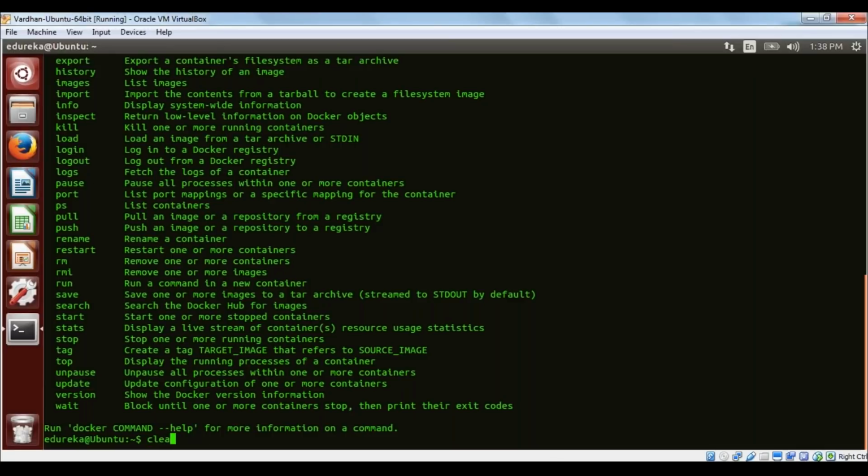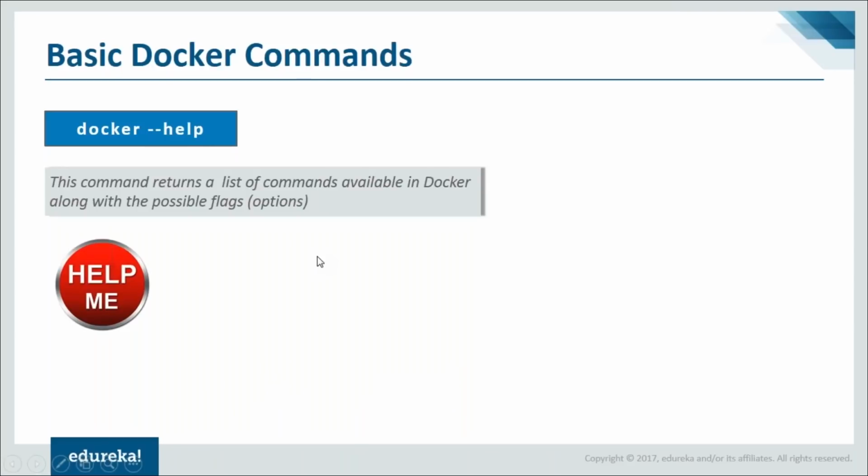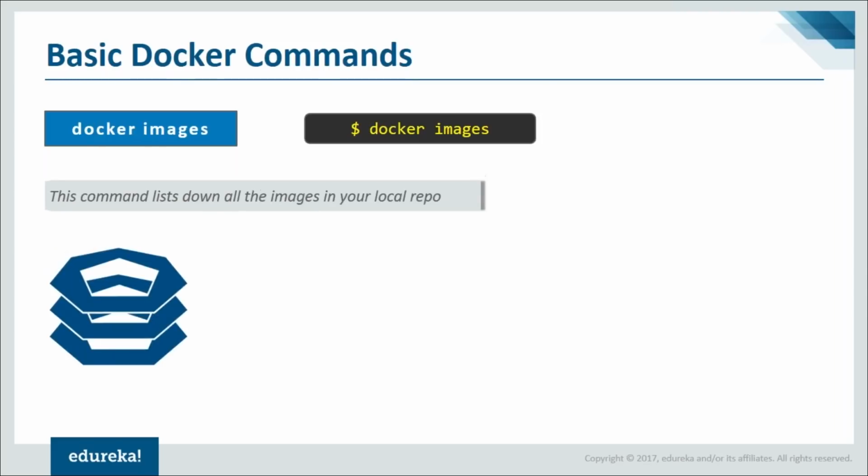Okay, so I am going to clear the screen and go back to my PPT and check what are the next set of commands that I can execute. And remember, these are all still basic Docker commands. So the next command is Docker pull. Now the Docker pull command is used to pull any image from the Docker hub. And then we have the Docker images command, which of course lists down all the images in your local repository.